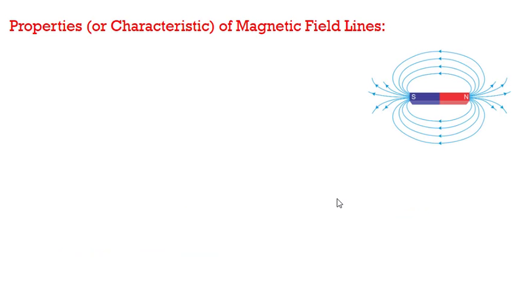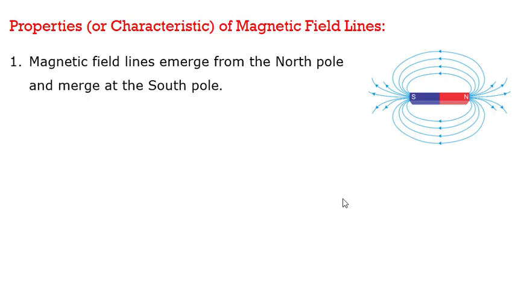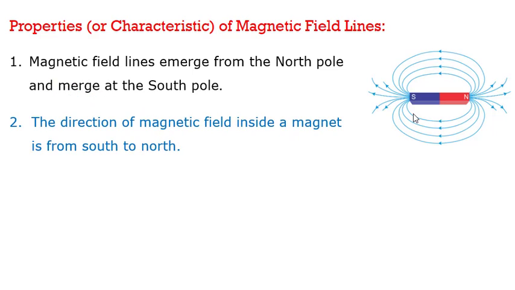Now let us understand the properties of magnetic field lines. Magnetic field lines emerge from the north pole and merge at the south pole. As we discussed, they are starting from the north pole and ending at the south pole. Starting and ending is not the correct word. They are emerging from the north pole and merging at the south pole. When I say merging, that means inside the magnet also they are moving. So outside the magnet they move from north to south, and inside the magnet they move from south to north. The direction of the magnetic field inside the magnet is from south to north.